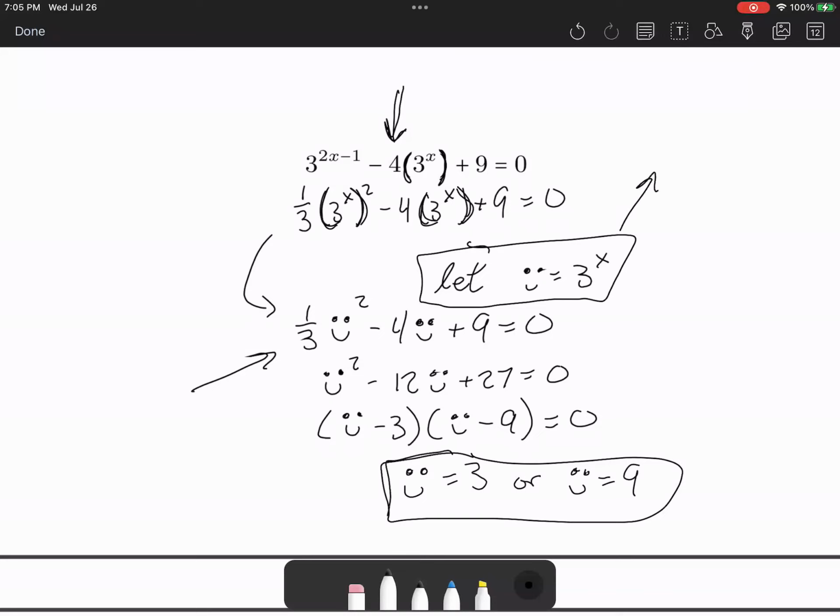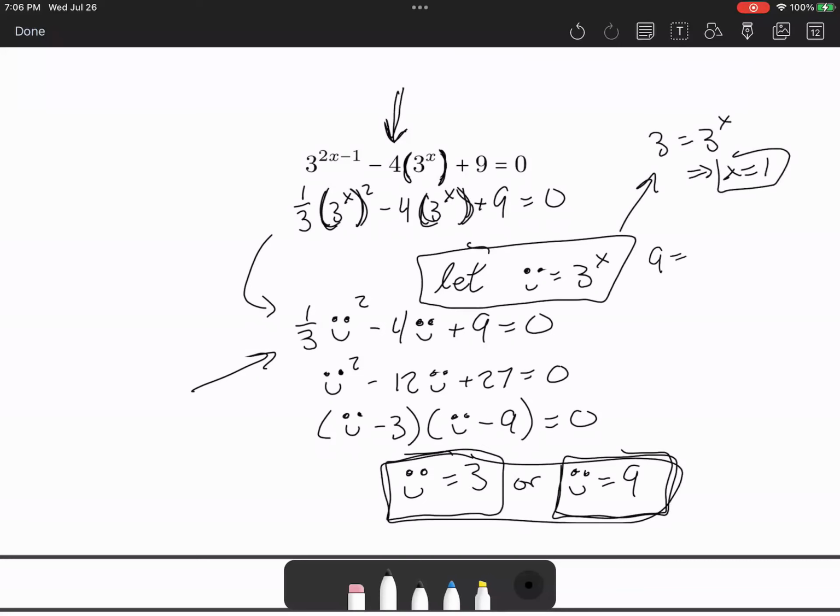So when smiley face is equal to 3, x has to be 1. When smiley face is equal to 9, x has to be 2. So these are the two solutions. X is equal to 1 and x is equal to 2 for this equation here.